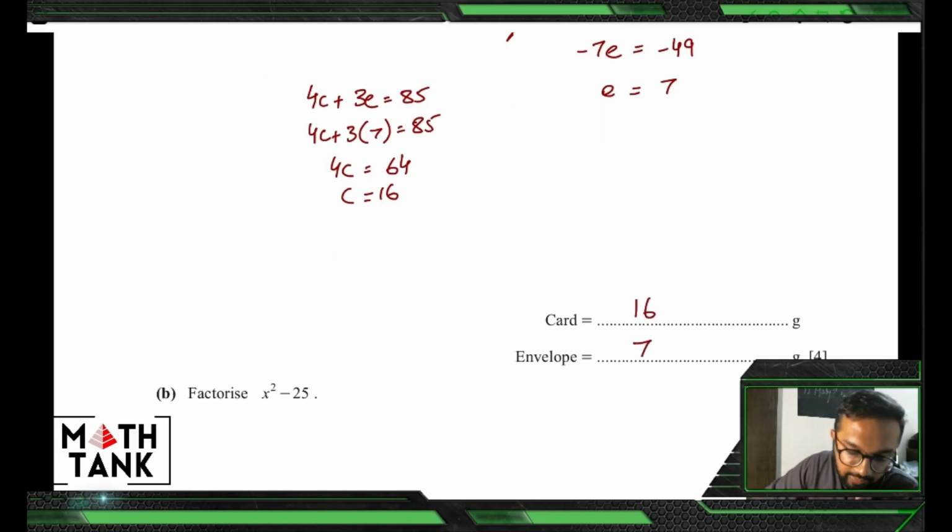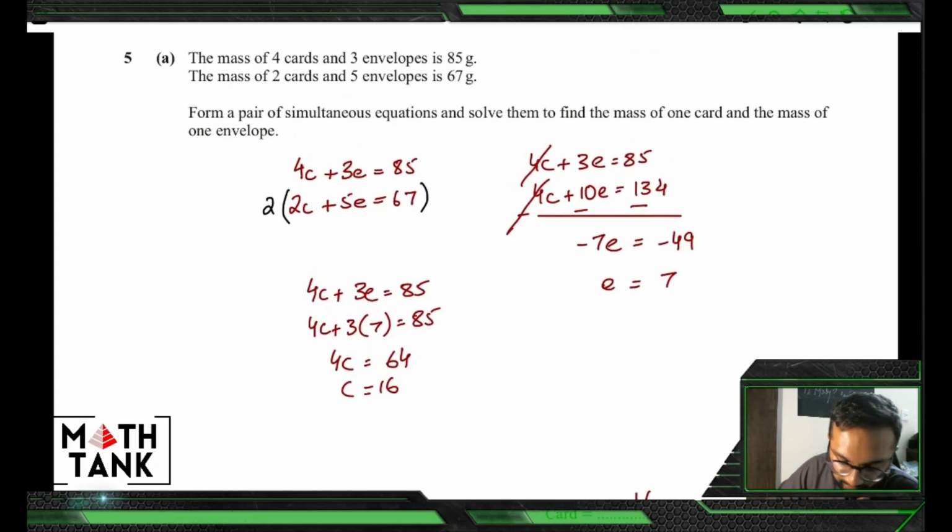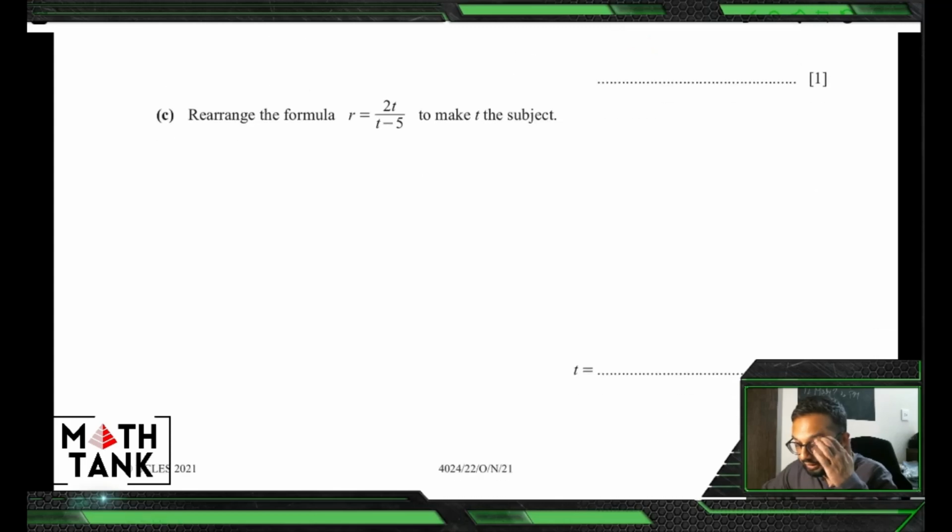Okay, you can obviously verify your answers from your calculators as well. Your calculators are able to solve simultaneous equations. So I'm going to quickly verify my answers. 4, 3 and 85 and 2, 5 and 67. Okay, 16 and 7. Yes. Okay, that's the first question.